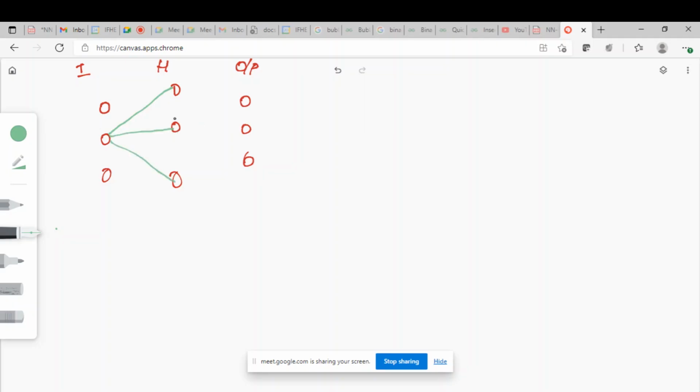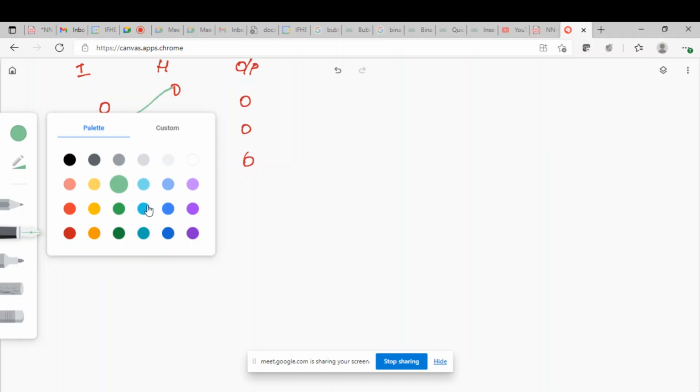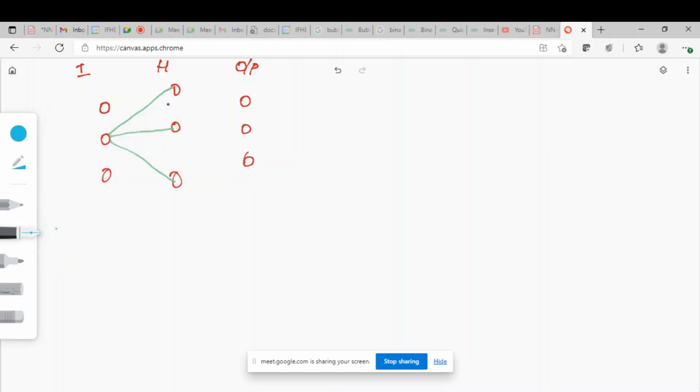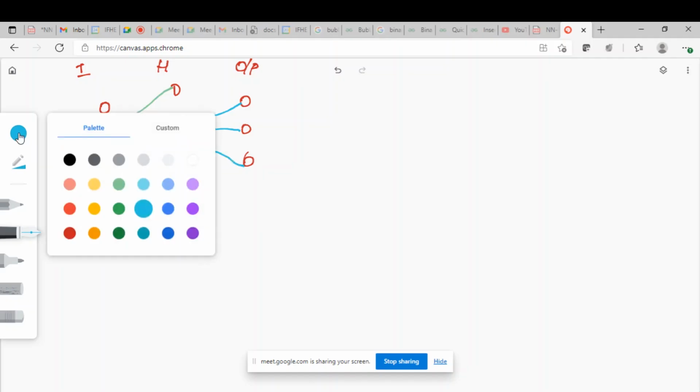Okay. From here also, let us take one neuron. If you take this particular neuron, this neuron will be connected with this neuron of the output layer. It is connected with this neuron of the output layer, and it is connected with this neuron of the output layer. So these are the actual inputs.